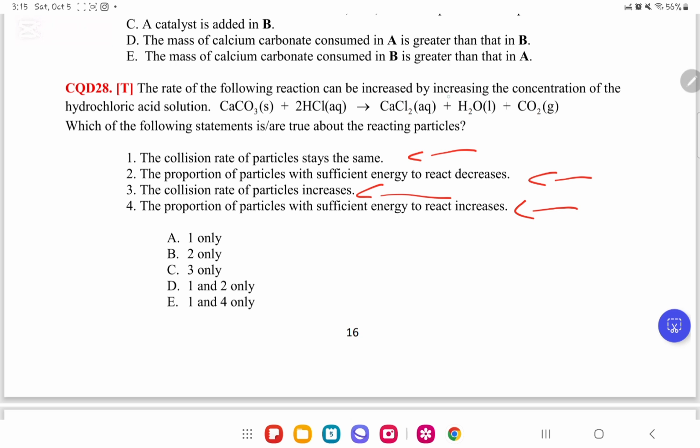Definitely, if we increase the concentration, they said they increased the reaction rate. Okay, if the reaction rate is increased, then the collision of particles increases. So definitely the proportion of particles doesn't decrease and it doesn't increase. And the collision rate changes, so the answer is 3 only, so C is our answer.